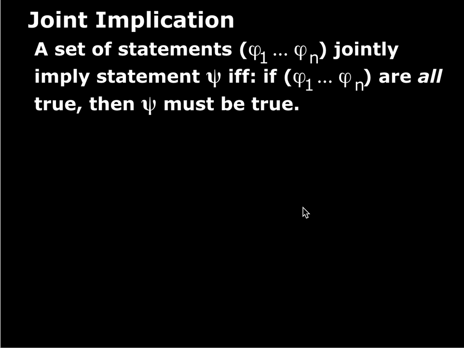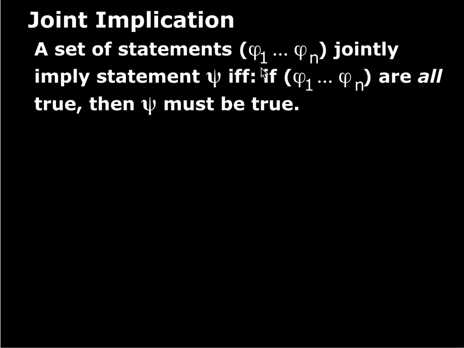Implication is the only one that's a little bit tricky. We're going to call it joint implication when we're dealing with more than 2 statements. And the reason is this. With implication, there's still a direction. Remember when we were dealing with 2 statements, we had to ask, does phi imply psi? And that was different from does psi imply phi? So there's still a directionality. But now we've got more than 2 statements. What are we going to do?